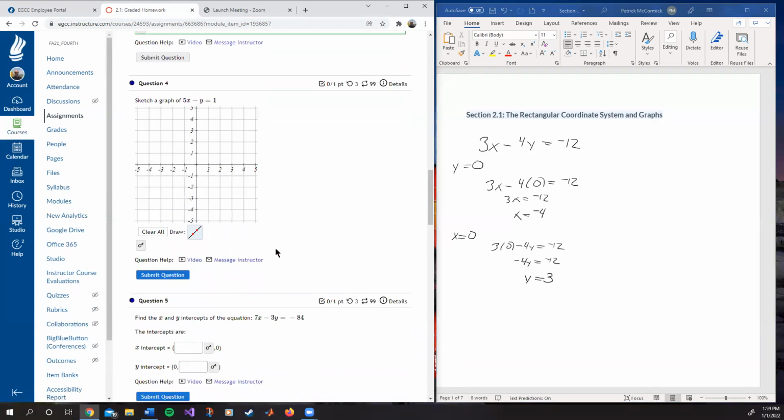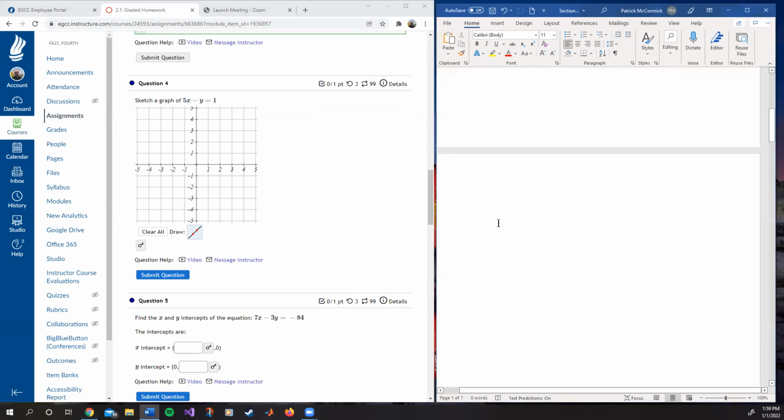All right, question 4 says sketch a graph. On these questions, to sketch a graph, you have to plot 2 points and use the line tool. In this system, the points you plot have to be integer numbers, in other words 1, 2, 3, -1, -2. No fractions are allowed. So we have a little bit of work to do. I'm going to scroll down to the next page.